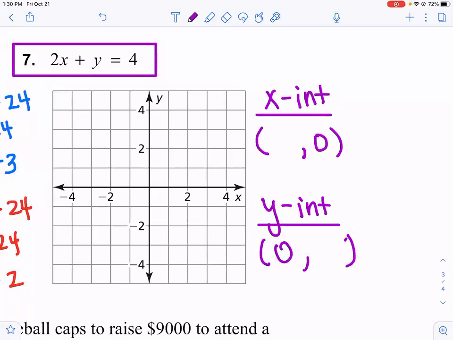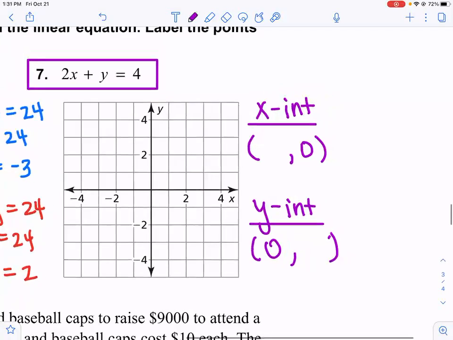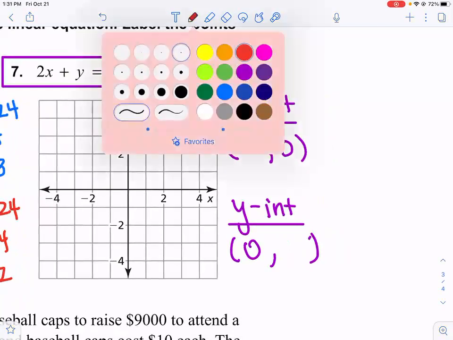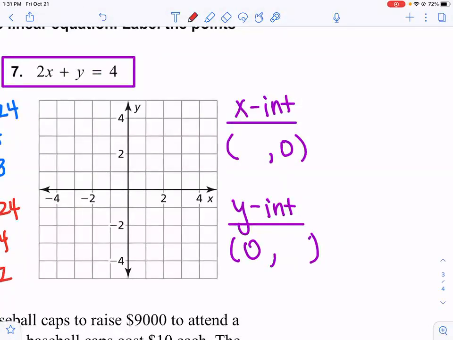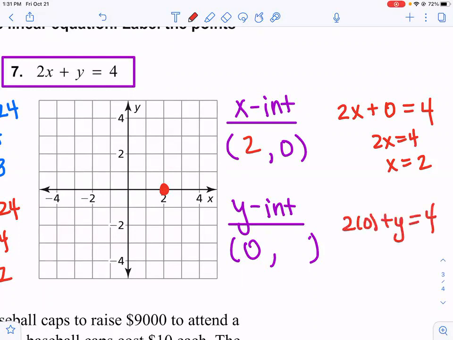Okay, let's talk about this line. Elliot, tell me what you did for our x-intercepts. So you did this, y is 0. So 2x equals 4, which means x is 2. Okay, so we have the coordinate 2, 0. Abby, what did you do for the y-intercept? If x equals 0, then 2 times 0 equals 0, which means y equals 4. Okay, so y equals 4, and we have our y-intercept, and then we can connect them.